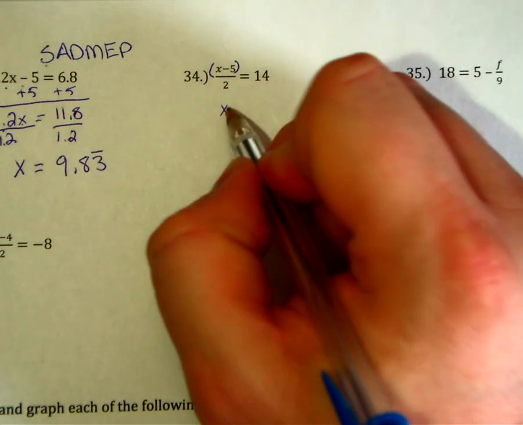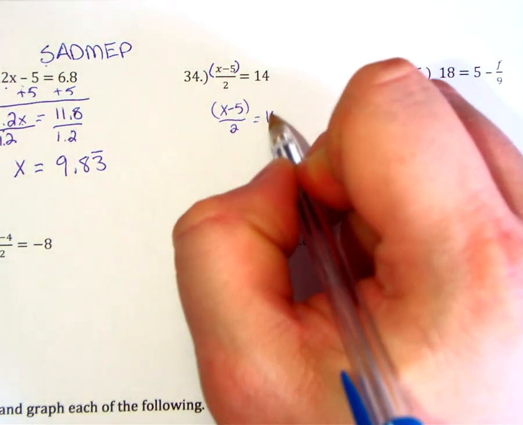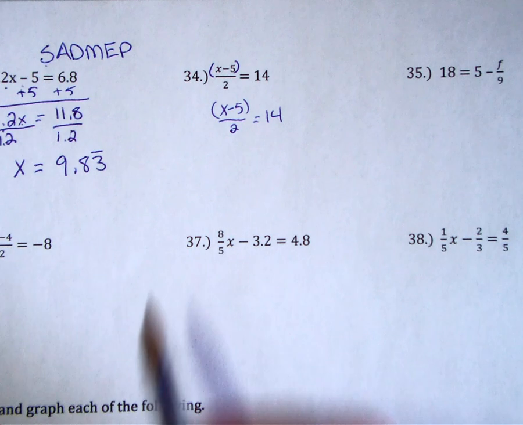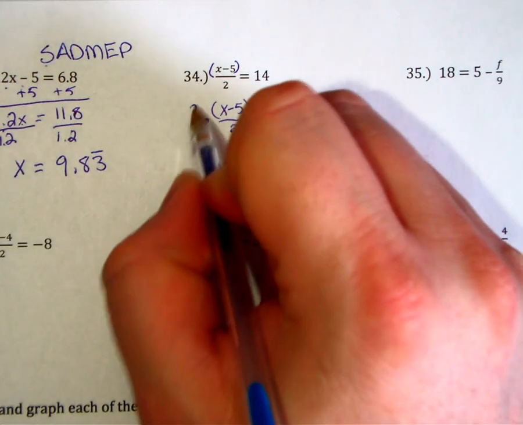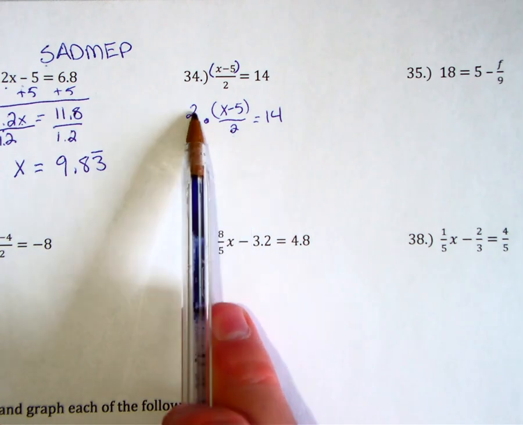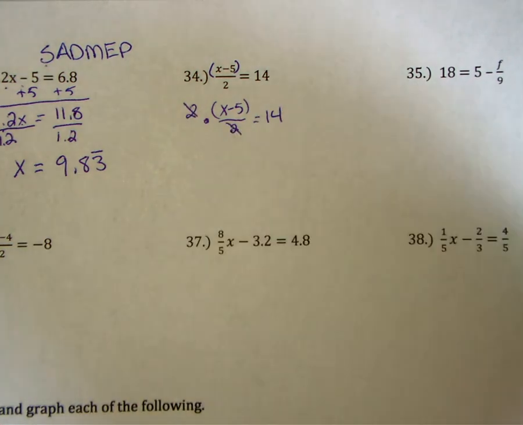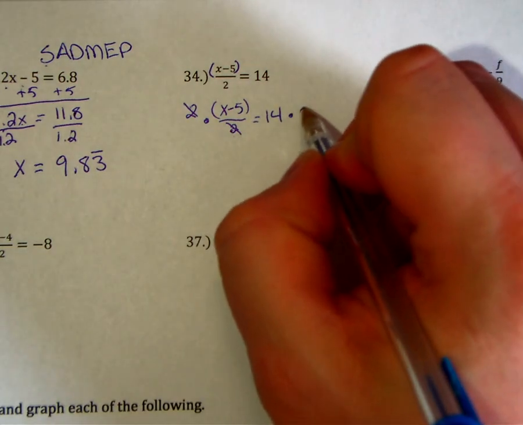So x minus 5 in parentheses over 2 is equal to 14. Remember, every fraction is division, so we can do the opposite of division to clear out the 2 in the denominator. The only thing that will clear out a 2 evenly is a 2 in the numerator, so we're going to multiply by 2, and those will simplify out. Again, what we do to one side of the equation, we must do to the other.